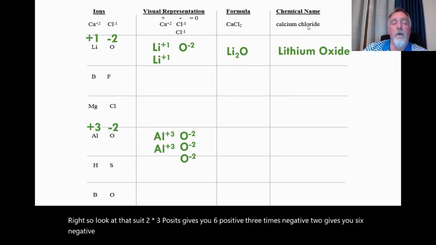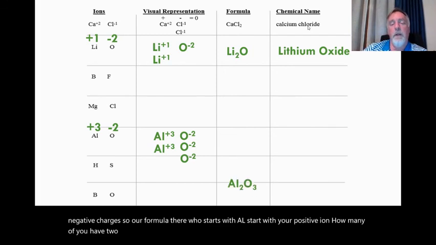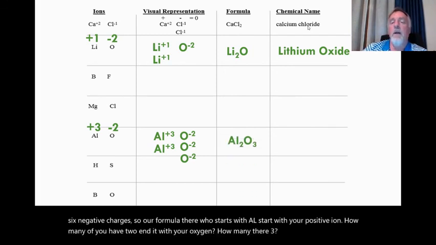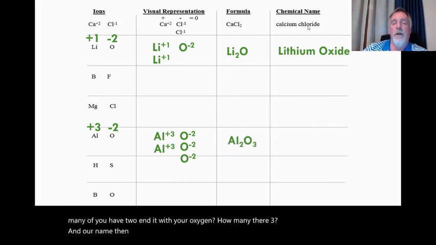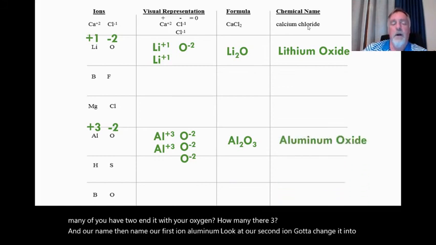So our formula there, it starts with Al. Start with your positive ion. How many of them do you have? 2. End it with your oxygen. How many there? 3. And our name then, name our first ion, aluminum. Look at our second ion. We've got to change it into the IDE, aluminum oxide.